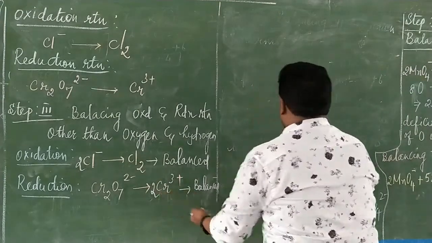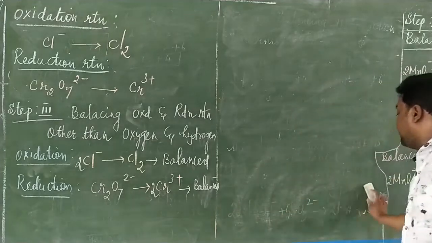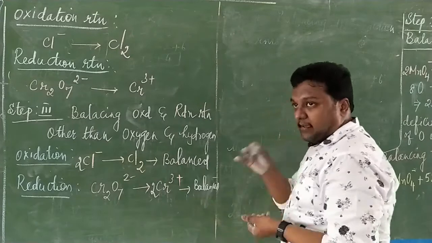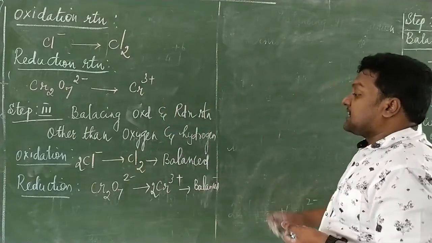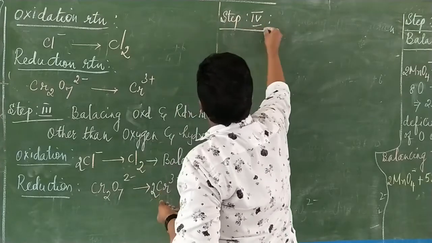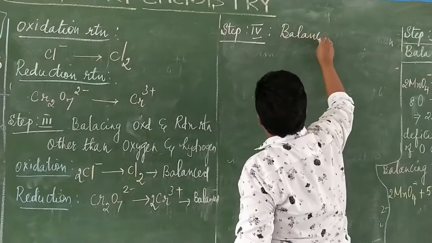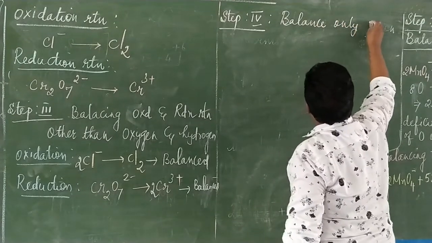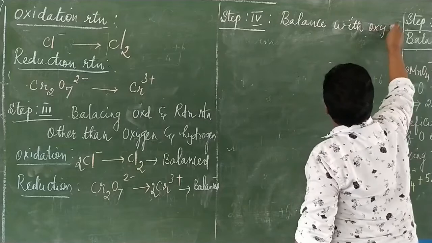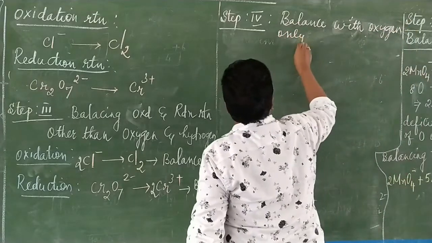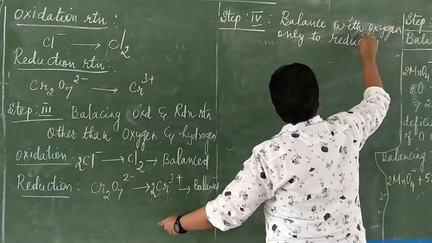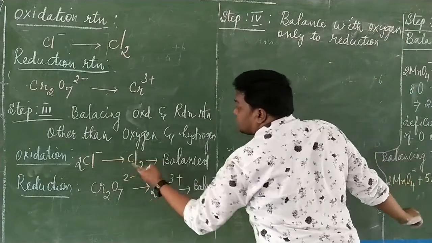Now coming to the fourth step. You take only the reduction reaction and balance it in terms of oxygen now. In the oxidation there is no oxygen, so no problem. But only here oxygen is present, so we have to balance oxygen. That becomes step 4. Step 4: balance with oxygen only the reduction reaction. Why do we do it only for the reduction reaction? Because oxygen is present in the reduction reaction. There is no oxygen in the oxidation, so we did not bother.